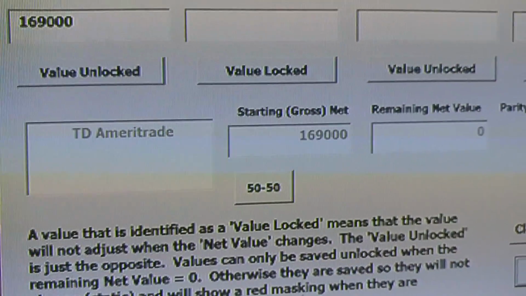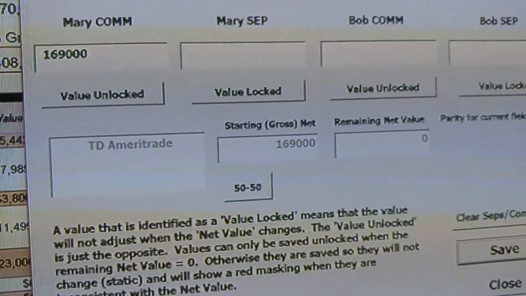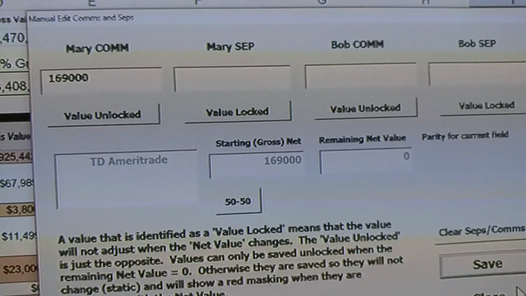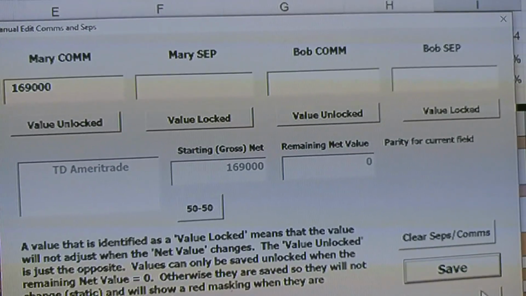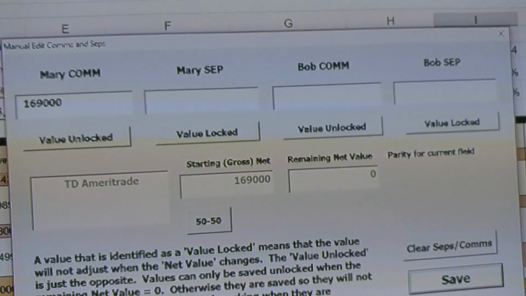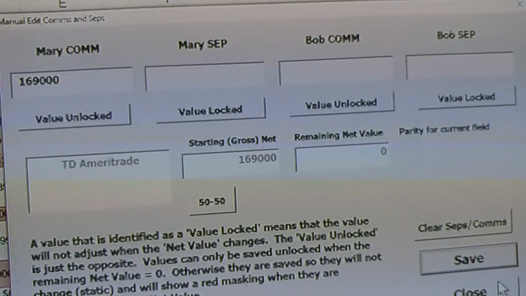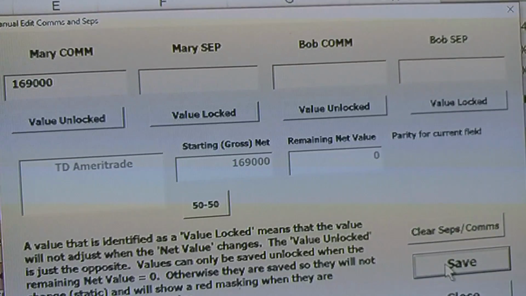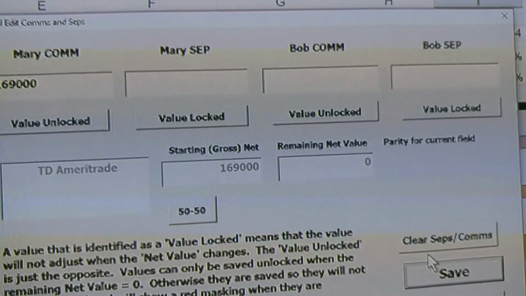No surprise. Here's the thing. Bob says, you know what? She came up with that $169,000 after we were married. Mary says, you know what? I came up with that $169,000 before we were married. It's mine, and it shouldn't even be community property. It should be separate property.